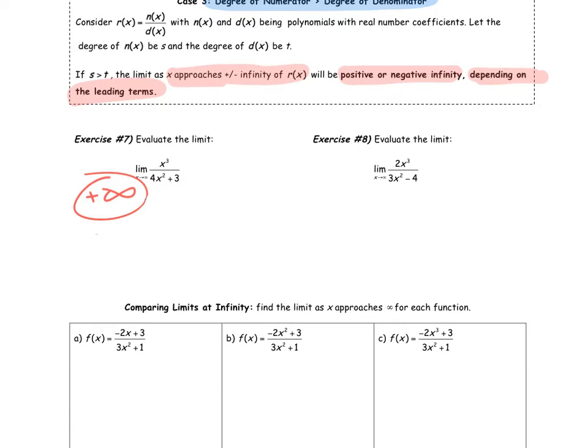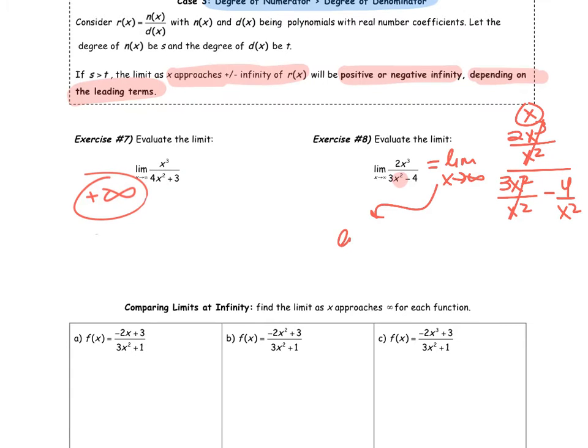So, because my highest degree in the denominator is x squared, so the highest degree attached to the term is x squared, I'm going to divide everything by x squared. So I have 2x cubed all over x squared, all over 3x squared over x squared minus 4 over x squared. I'll be left with just an x in the numerator here, as well as the 2. And then here, these x squareds cancel.